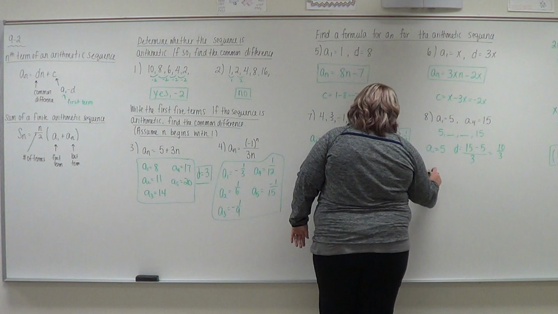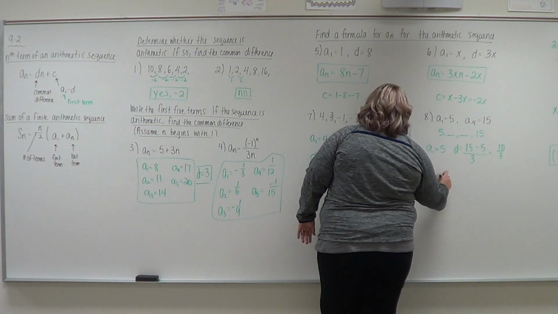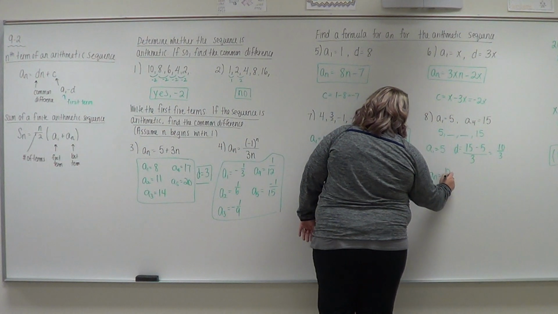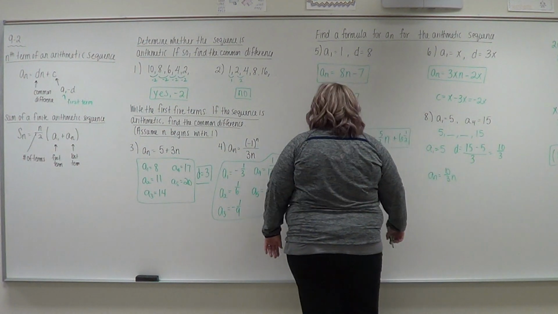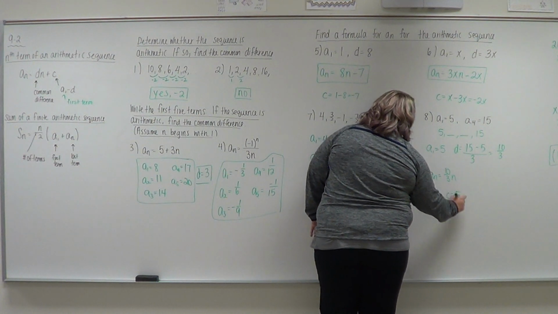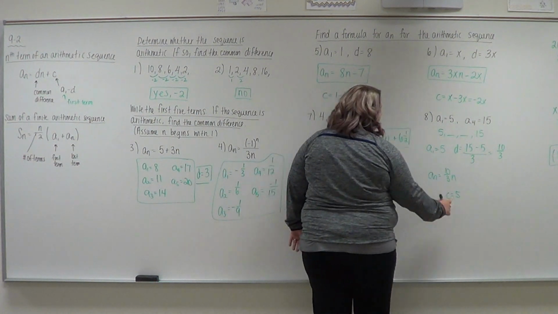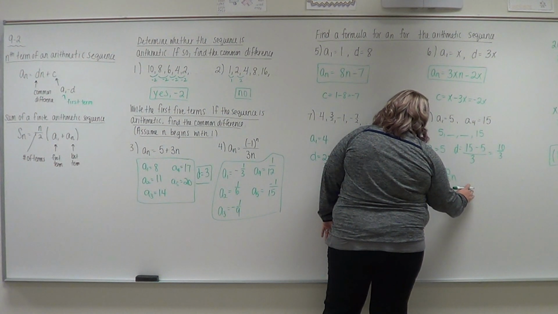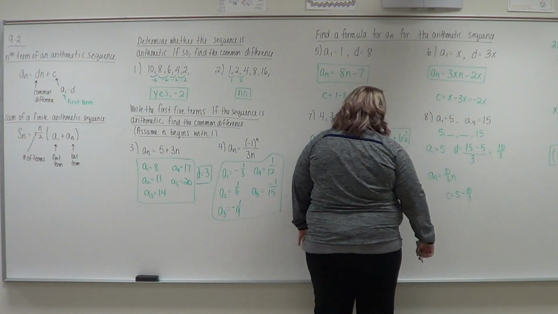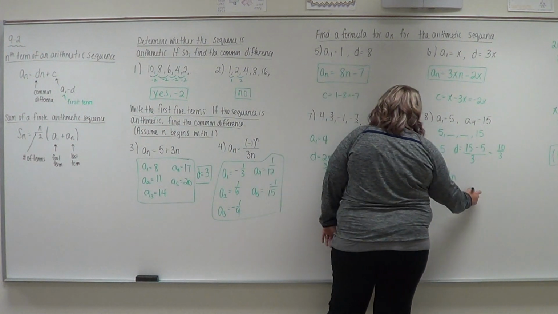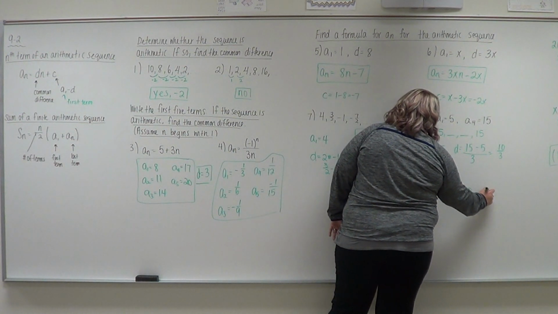So then my equation would be AN equals, so I need DN, so 10/3 N, and then plus C. Well, I want to find C, that's A1 minus D, so minus 10/3. Alright, so that would be what? 3 1/3, so that would be 1 2/3.